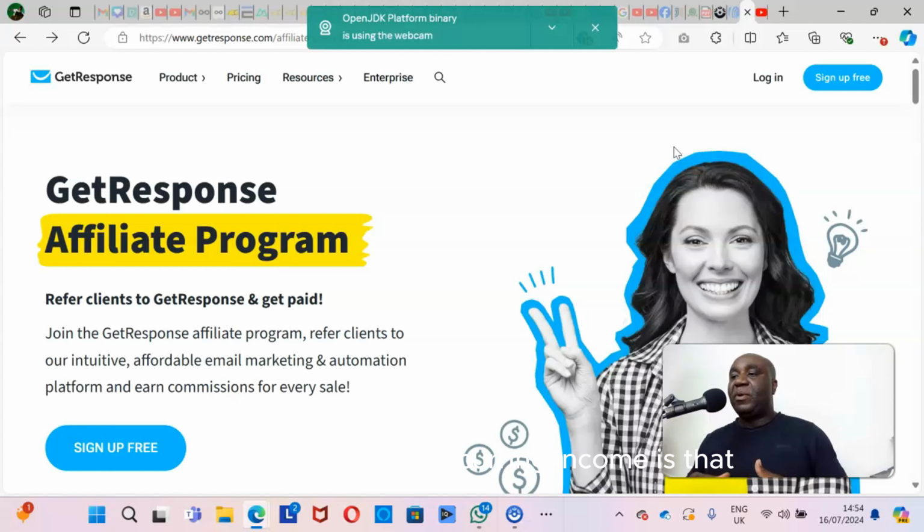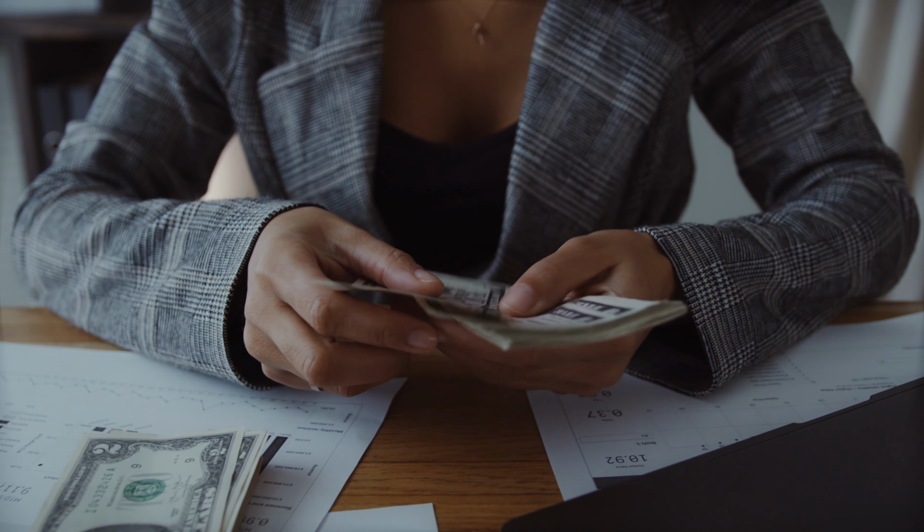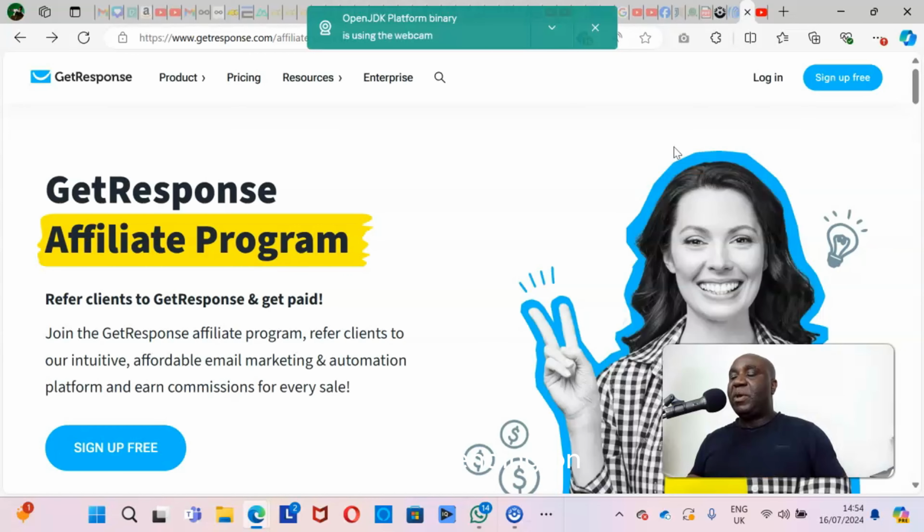What I mean by recurring income is that you could use this to build a passive income where you are paid 33% every month, depending on how many people you've signed up to the program, how many people are actively using the program, and the size of their list. So I'm going to show you how this actually works.